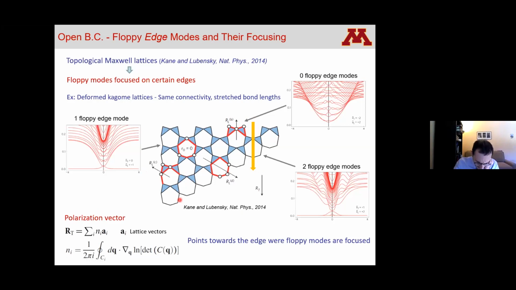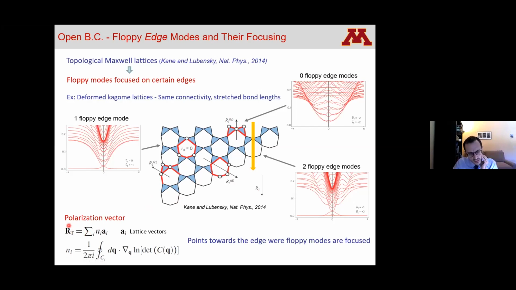Now, the mathematical construction of the polarization vector is not the simplest thing, and so I'm not going to attempt to cover it in this presentation. But I would like to point out a few interesting things about the polarization vector that actually tell us a lot about the physics behind the problem.